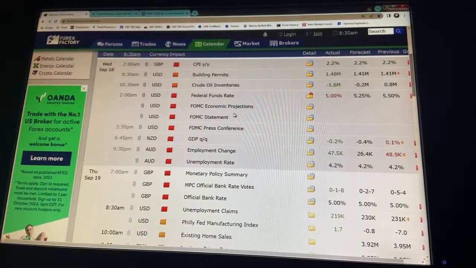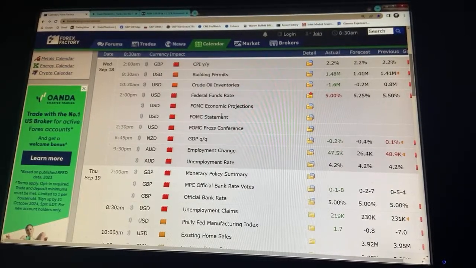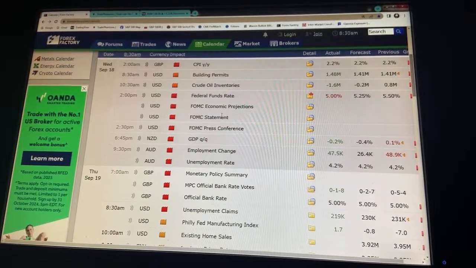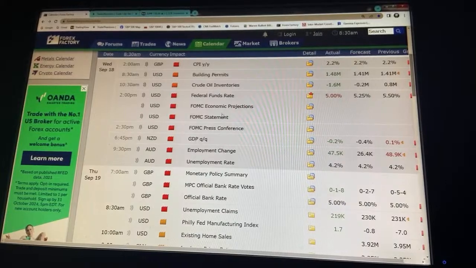They came out and cut 50 basis points, which is 2 times 0.25. 0.25 times 2 is 50 basis points. So they cut 50 basis points, right? We've been on track of that. We've been mentioning that, and it wasn't rocket science really.